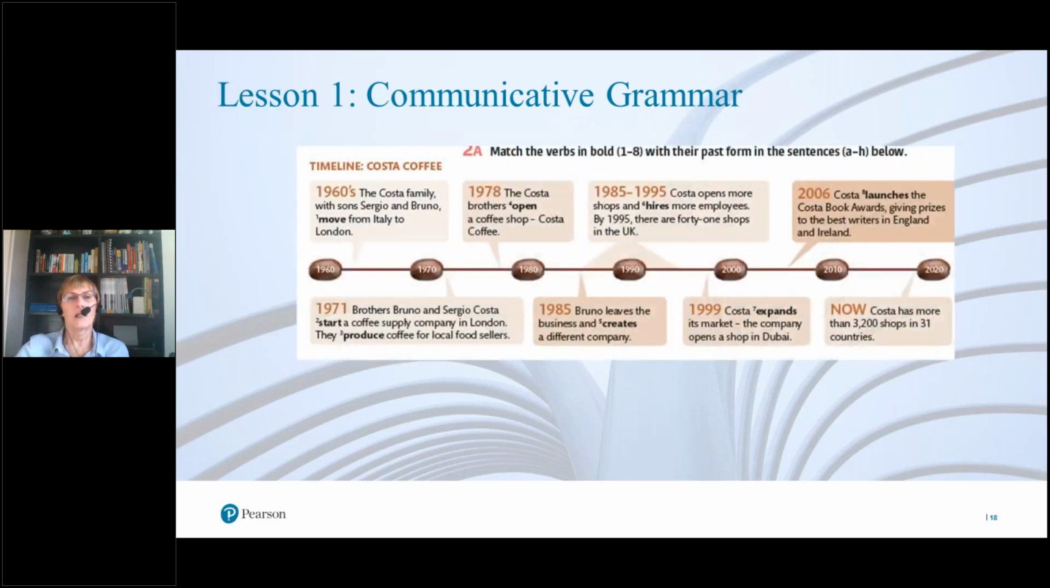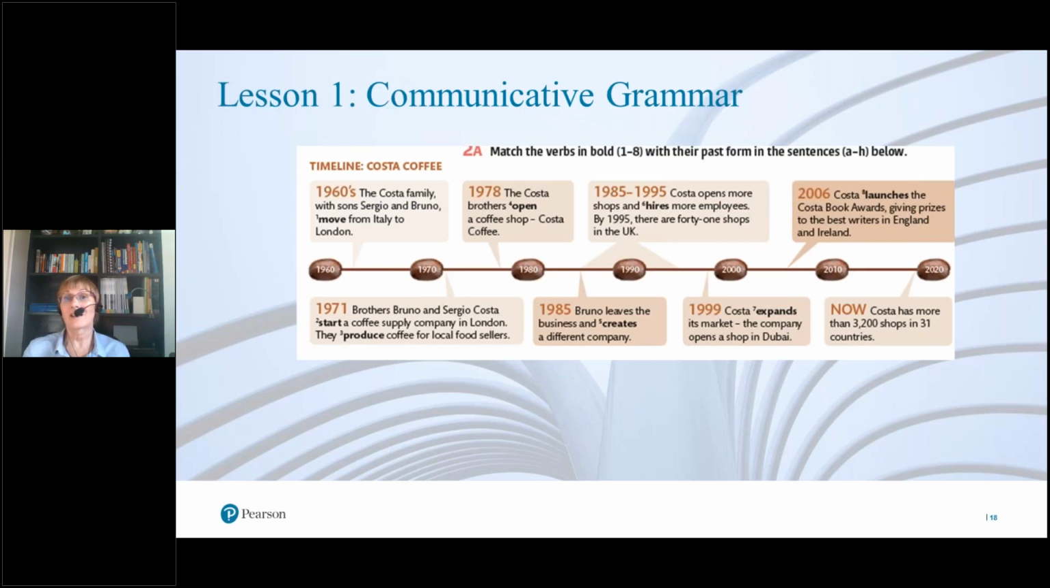So we start off by looking at the timeline for a company. In this case, it's Costa Coffee. And you can see there that we have the Costa Coffee story set out nice and simply, in very small items with the verbs highlighted. These are the key verbs for the lesson, 8 verbs. Hopefully, by seeing the verbs in sentences and context, it helps them with the meaning of those verbs. And this communicative grammar is about talking about changes.